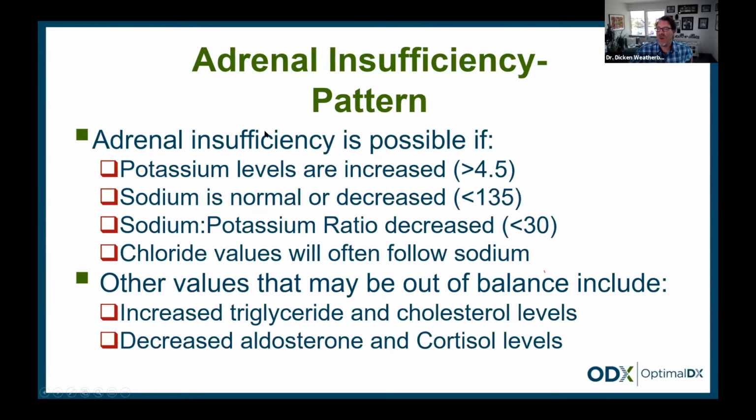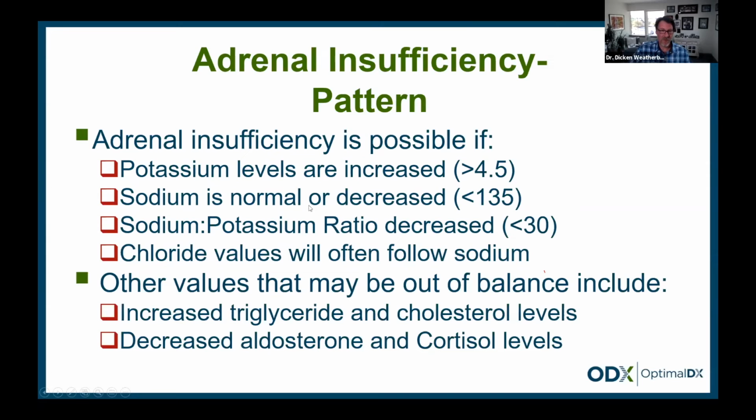The first pattern we're going to be looking at is actually the opposite of what I just talked about. This is going to be adrenal insufficiency. In an insufficiency state, the body's not producing much cortisol, not producing the glucocorticoids, not producing the mineralocorticoid hormones. We're going to get a decrease in aldosterone and a decrease in renal potassium excretion. This causes the potassium levels in the blood to go up.